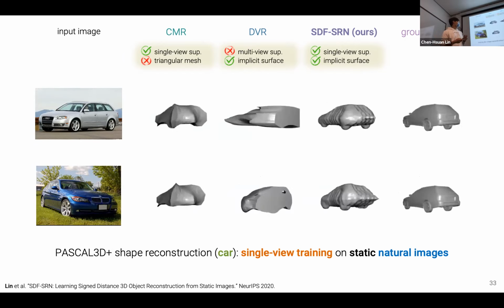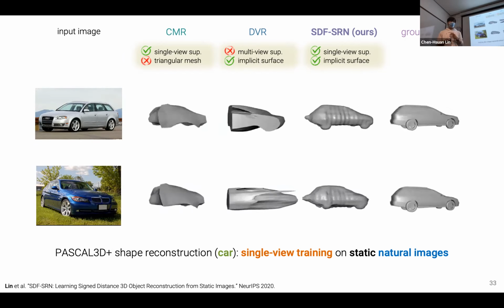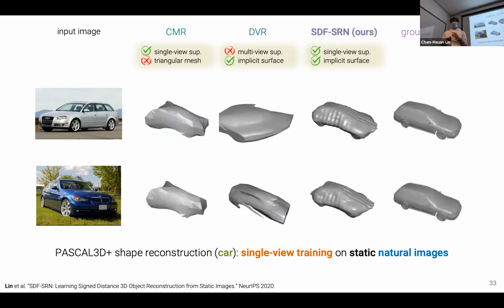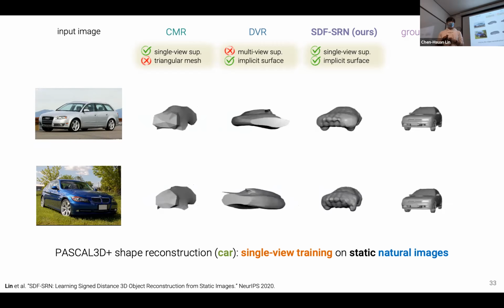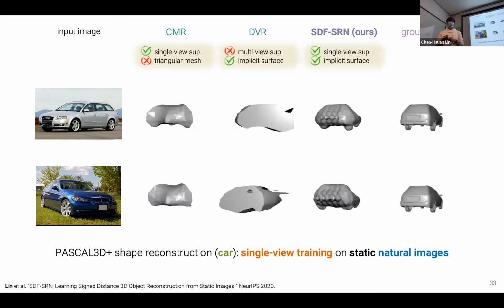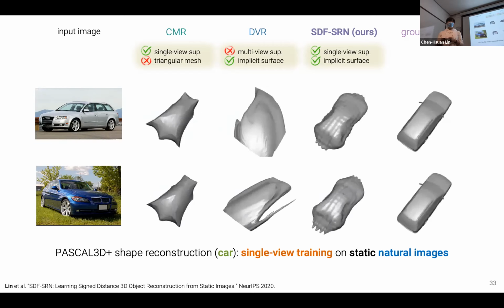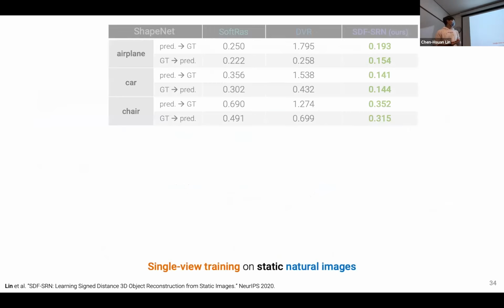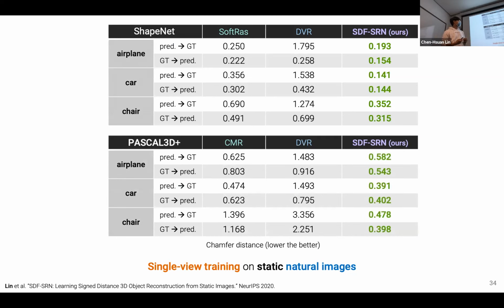So we can see that our method is not really able to reconstruct perfect shapes because we don't have instance level multiview supervision, but it's still able to learn a reasonable prior for reconstructing these 3D shapes. And quantitatively, we can see that our method is much better in all aspects when measuring using the chamfer distance.